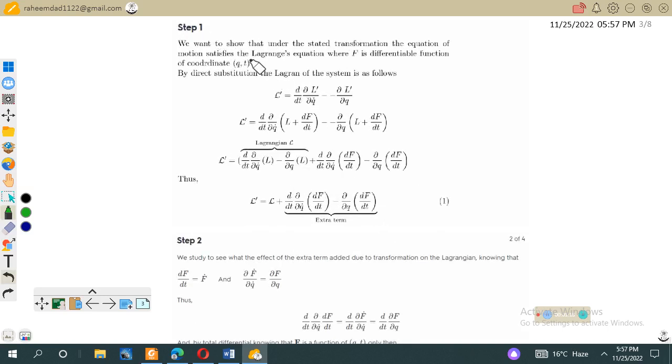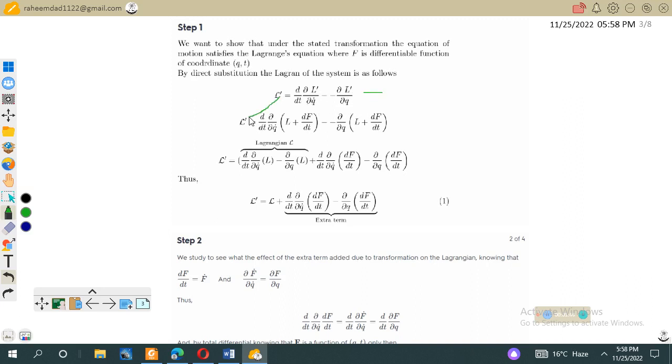Here we first want to show that under the stated transformation the equation of motion satisfies the Lagrange equation, where f is a differentiable function of coordinate q and t. F depends upon q and t. By direct substitution, the Lagrange equation of this system will be d over dt of partial L prime over partial q dot, minus partial L prime over partial q. This is the Lagrange equation in terms of L prime.